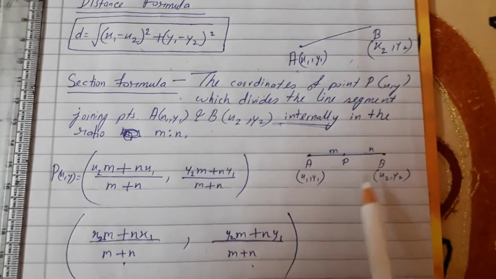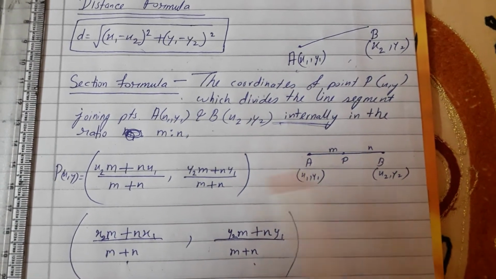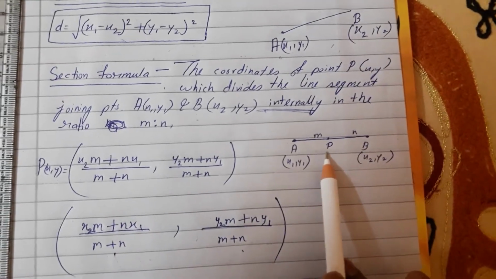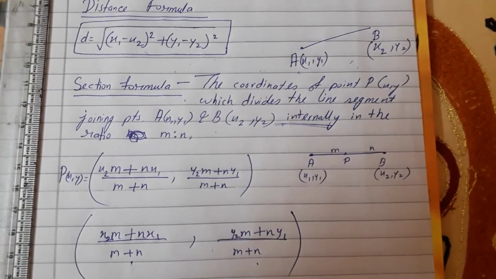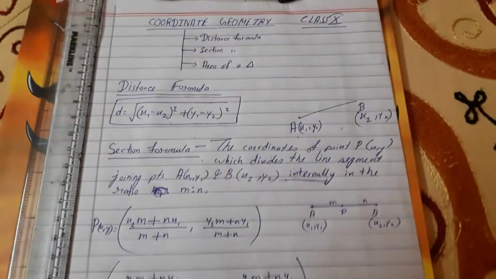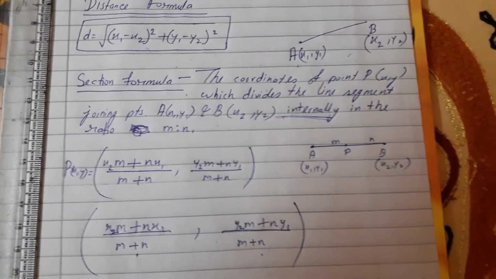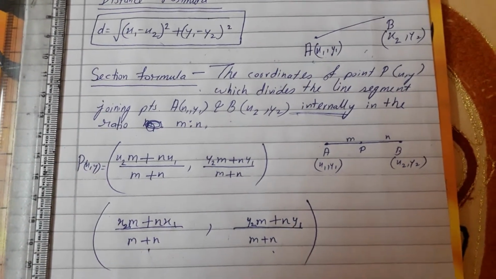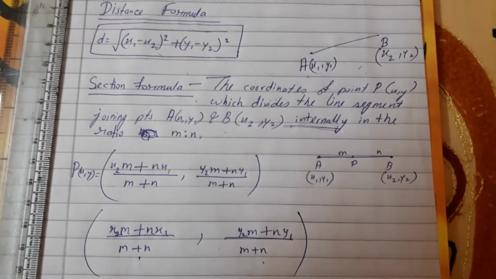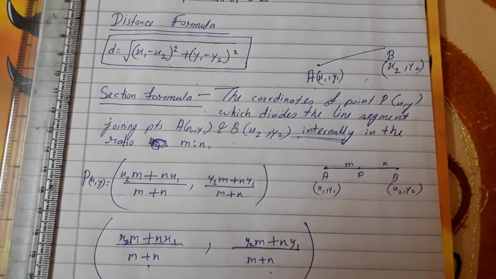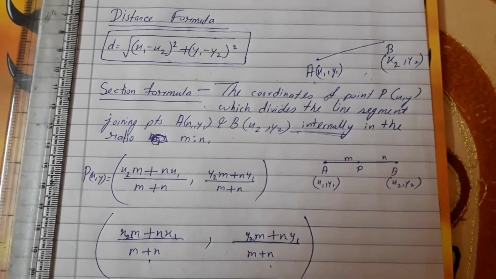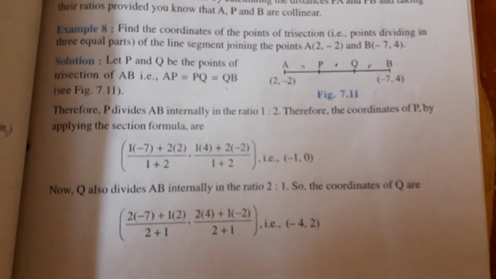Now the question comes in this way: suppose points A and B are given to you, and suppose the ratio is also given to you, then you have to find the coordinates of P. Let the coordinates of P be x comma y, then you can solve by this formula. You have to apply this formula. Coordinate geometry is the scoring chapter of geometry. Among all the geometry chapters, coordinate geometry is the easiest and most scoring chapter. So please practice the sums and apply the formula perfectly, and you will get your answer. Let's see an example.